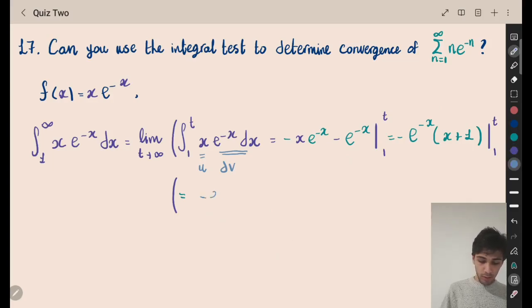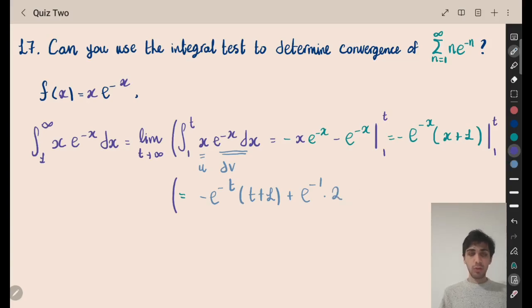We get minus e to the minus t times t plus 1, minus e to the minus 1 and 1 plus 1, which is 2, I think. I hope that I can still remember what 1 plus 1 is. And so we are here, and I think we are ready to take the limit.